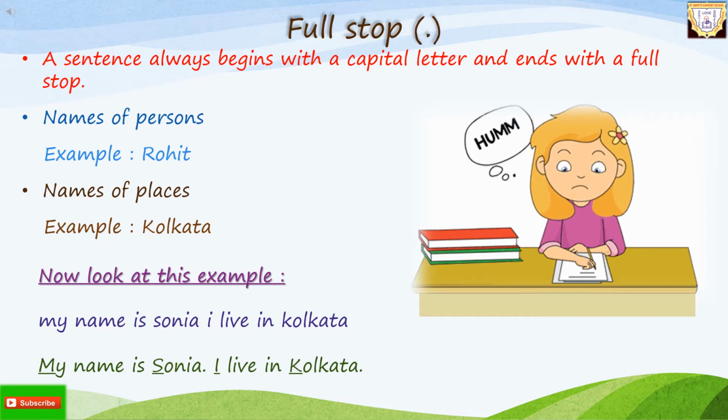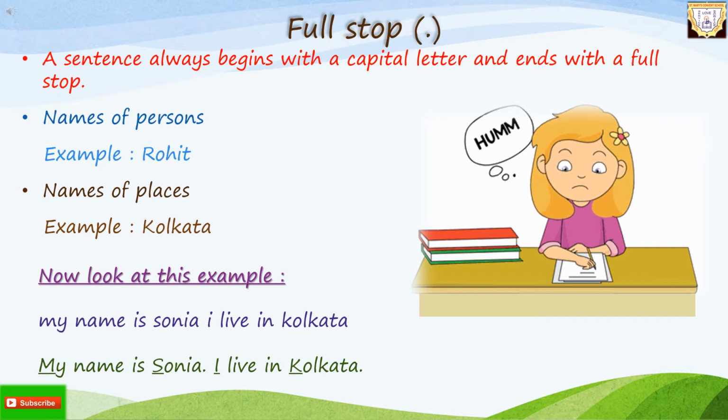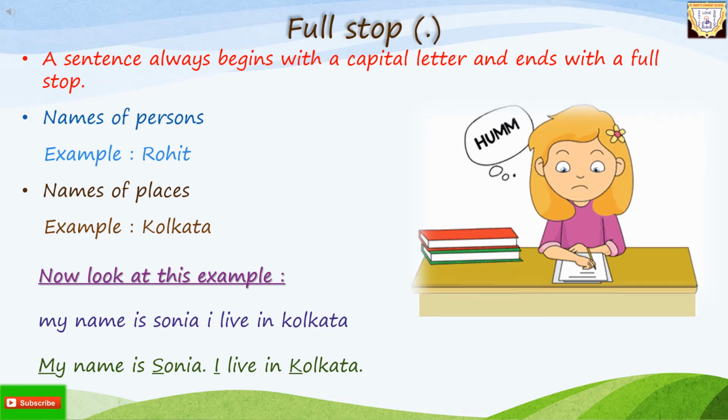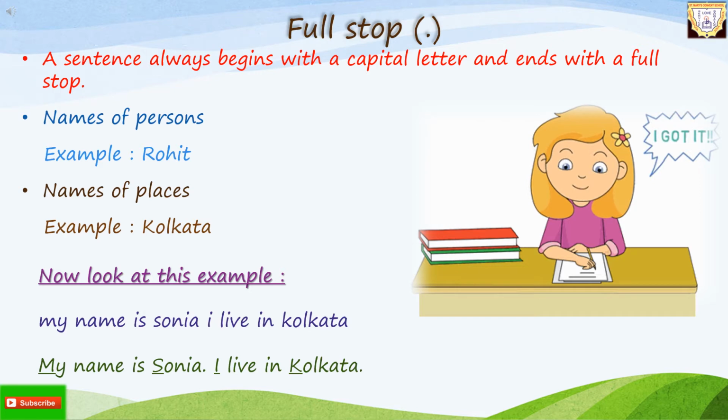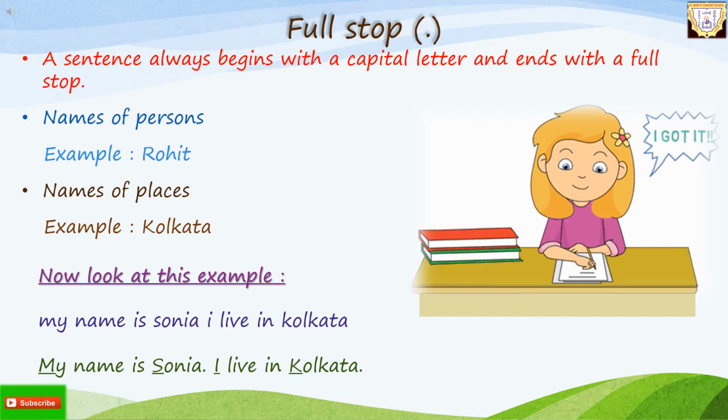The starting letter M should be in capital letter. The word Sonia, S should be written in capital letter because it is a name of a person. The first sentence ends here, so we will have to give full stop. The letter I after full stop will be in capital. Kolkata, K will be in capital because it is a name of a place. After ending this sentence, you will have to give full stop.